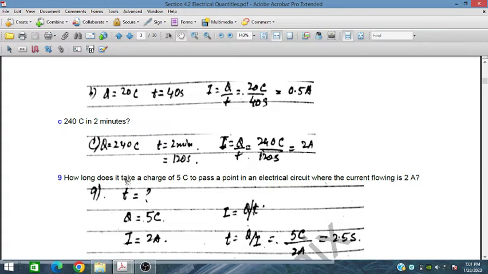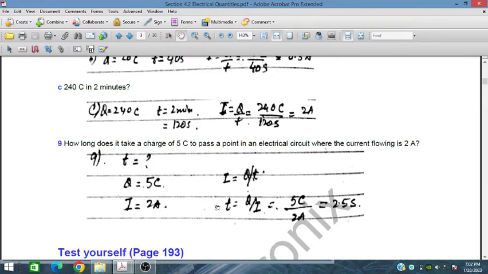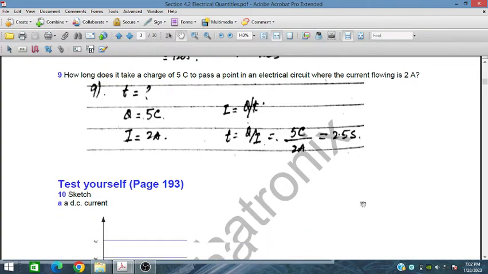How long does it take a charge of 5 coulombs to pass a point in an electrical circuit where the current flowing is 2 amperes? So we have to find the time. I is equal to Q upon T, so T is equal to Q upon I. Q is 5 coulombs and the current is 2 amperes. So the time taken is 2.5 seconds.